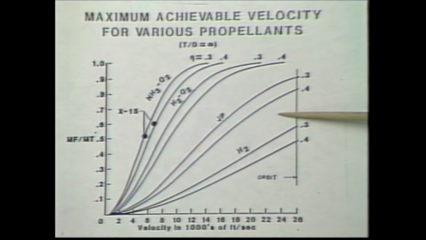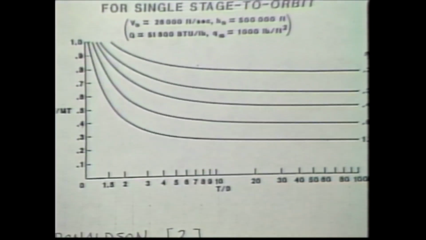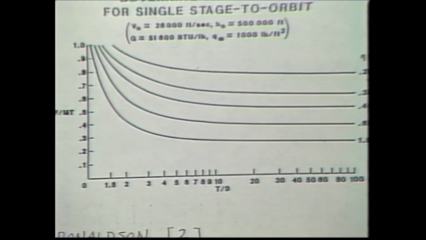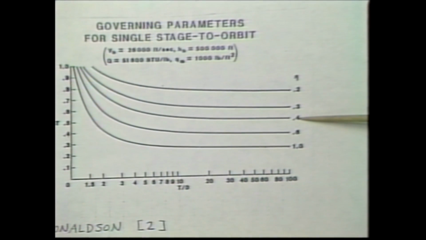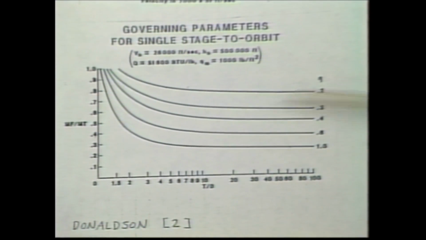This is that chart I showed earlier, the graph of mass fraction as a function of velocity, just repeated for you to refresh your memory. For different propulsive efficiencies, it shows what it requires in terms of mass fraction to get to orbit. And the lower plot shows the mass fraction requirement as a function of propulsion efficiency. The different lines are different propulsion efficiencies. And we'll see later that a value of 0.4, 0.5 is pretty reasonable.